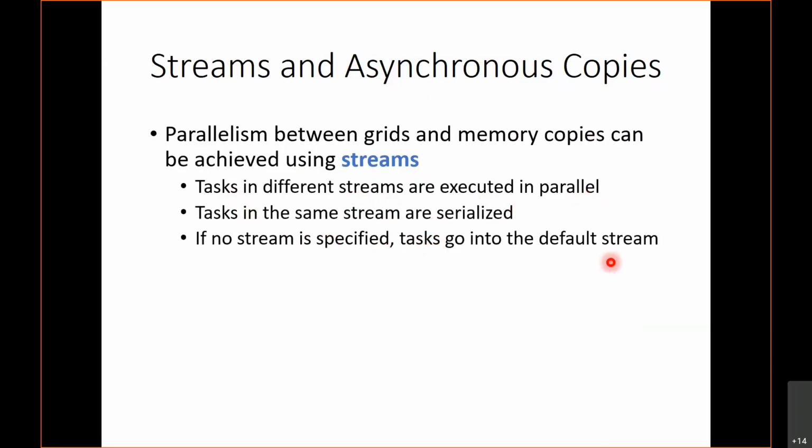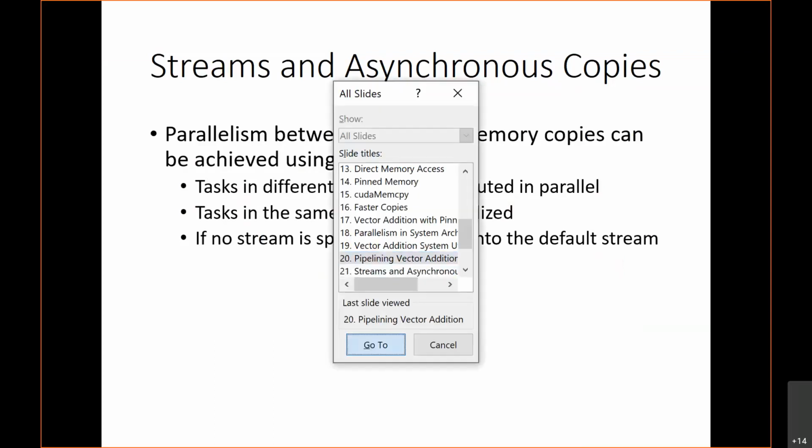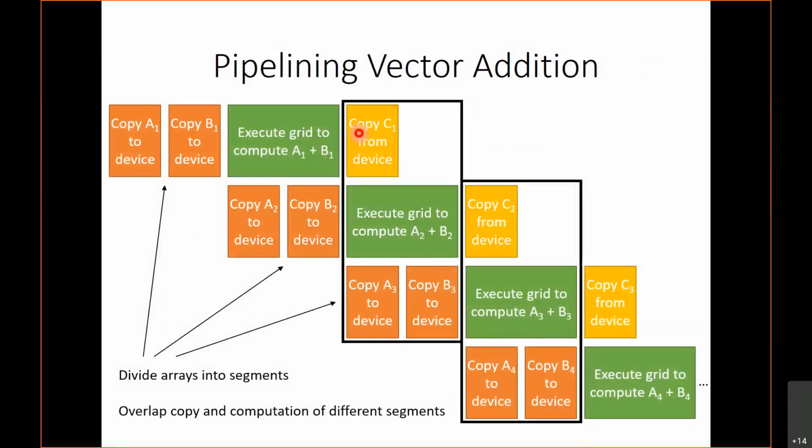Same thing with kernels. If I call multiple CUDA mem copies and multiple kernels, all of these will go in the same stream and they will be serialized. If I want different CUDA mem copies and different kernels to execute in parallel, so for example, on this previous slide, if I want this CUDA mem copy back to execute in parallel with this grid, and with this CUDA mem copy to the device, these need to be put in different streams. By default, if I just call them without specifying a stream, they all go into the same stream, so they will be serialized.